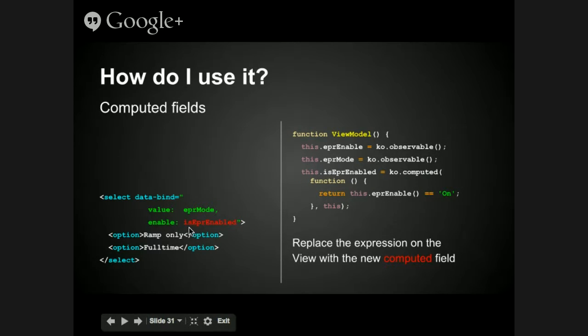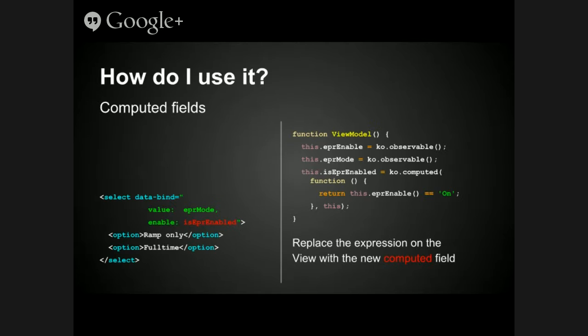We'll replace that expression with a reference to our computed field on the view model. Like I said before, you don't need to use parens if it's not an expression. If it's just a field on the view model, then you can just put the name of that field.